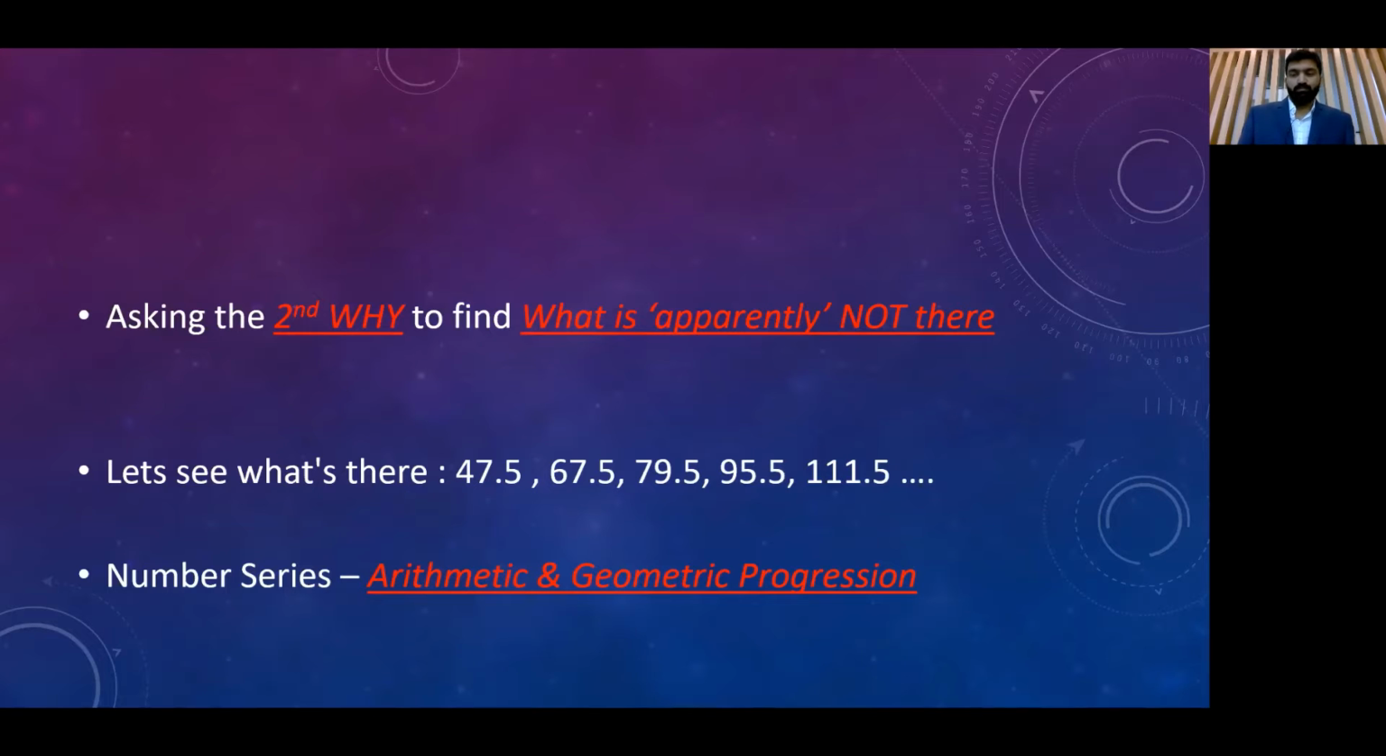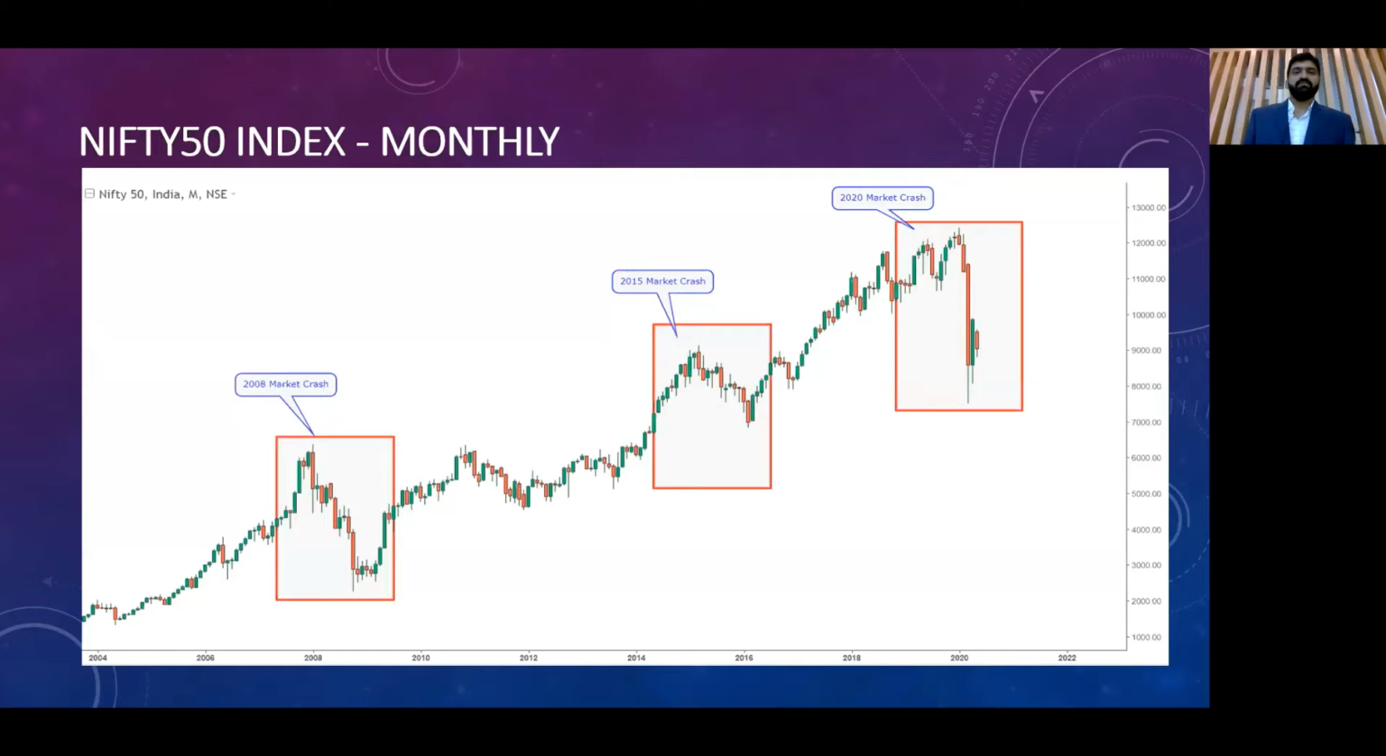Now, let me put things into perspective. This is a monthly chart of Nifty 50 index starting from 2008 till right now. The red blocks are showing the 2008 market crash, 2015 market crash, and 2020 market crash. So here we see this block is actually the 2008 market crash. This is 2015, a little mild crash, I would say. And this is pretty violent, what is happening right now in the markets.